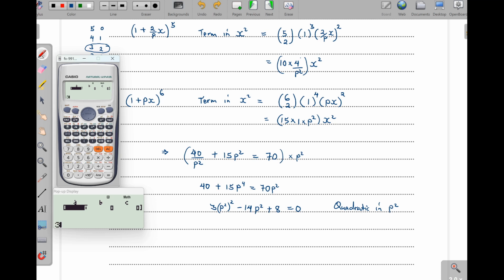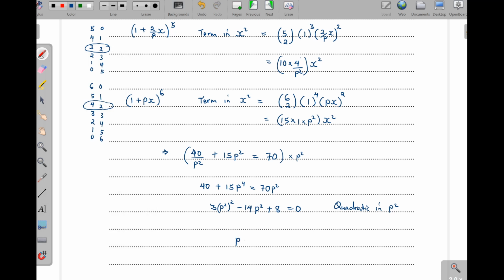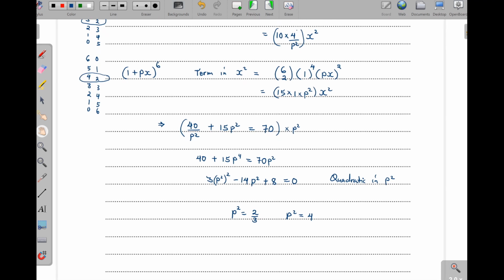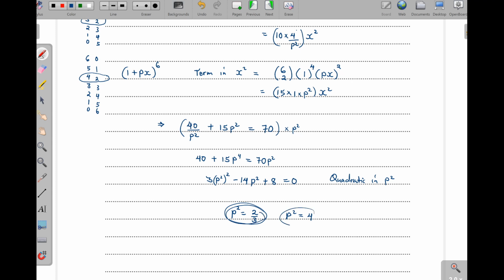Then we shall have 3, then minus 14, then 8, and then we get a 4, and then 2 over 3. So I will say p is equal to 2 over 3. By the way, it is p squared because it is a quadratic in p squared. And then the other one is equal to 4. Now, you have to show the examiner the attempt to solve the quadratic equation like I said before. So give us the factor from which this comes and also this one.